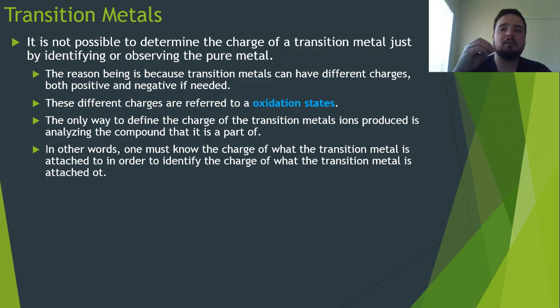Because those compounds and covalent molecules want to be neutral in charge. So if we identify what the transition metal is attached to, and then we take the exact opposite charge of that, that must be the charge of that transition metal.